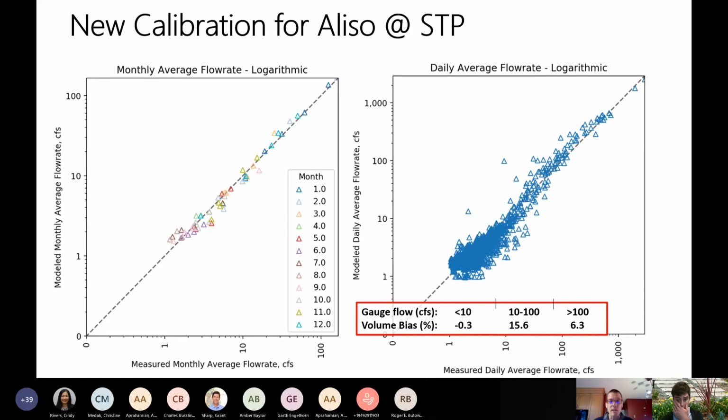So now the bias in flows less than 10 CFS is actually less than 1%. We're pleased about that. The bias is still the most difficult to resolve in the range of flows between 10 and 100 CFS, and then we're pretty close in the upper flows as well. And we understand that getting the lowest flows with no bias is the most important step for the flow ecology assessments that are coming up soon.